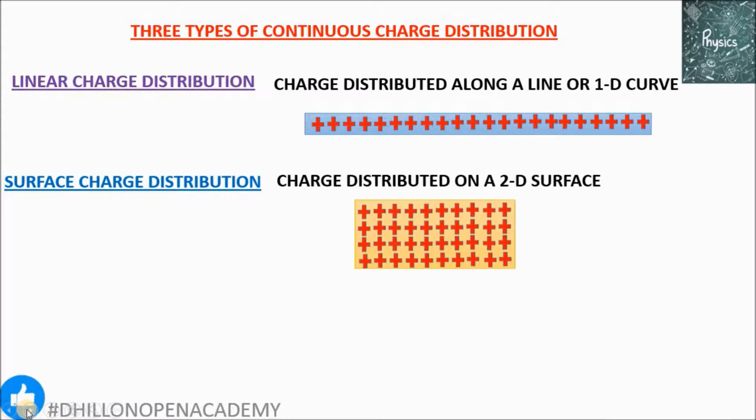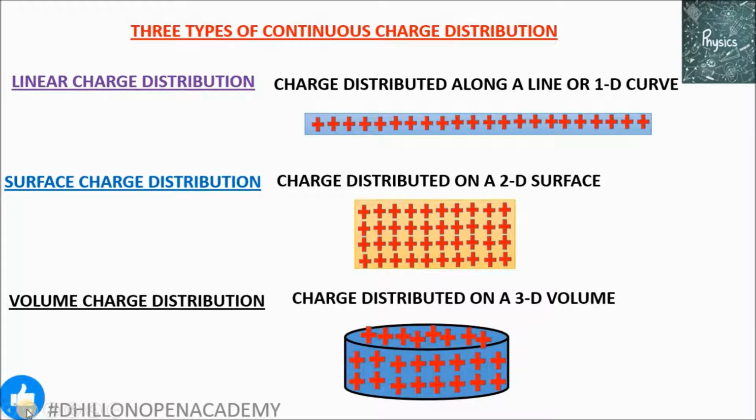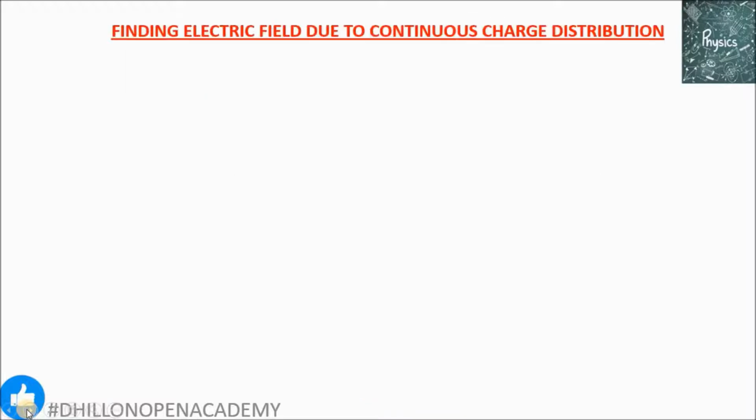Surface charge distribution: if the charge is distributed on a two-dimensional surface with negligible thickness, we call it a surface charge distribution. But if the charge is distributed on a three-dimensional body enclosing a certain volume, we call it a volume charge distribution. The first case was an example of charge on a thin wire, the second, charge present on a piece of paper, and the third, charge present on a cubical box. How do we find the electric field due to such charge distributions?